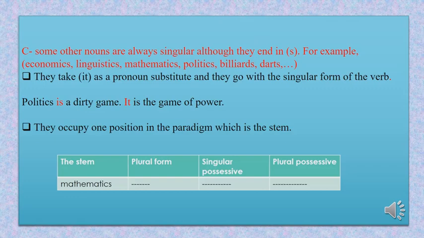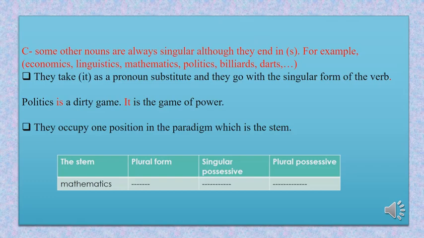Abstract nouns like carriage, love, tennis, haste, anger, etc. In addition to that, we have nouns that have plural forms only. They do not have a singular form. They are always in the plural form.